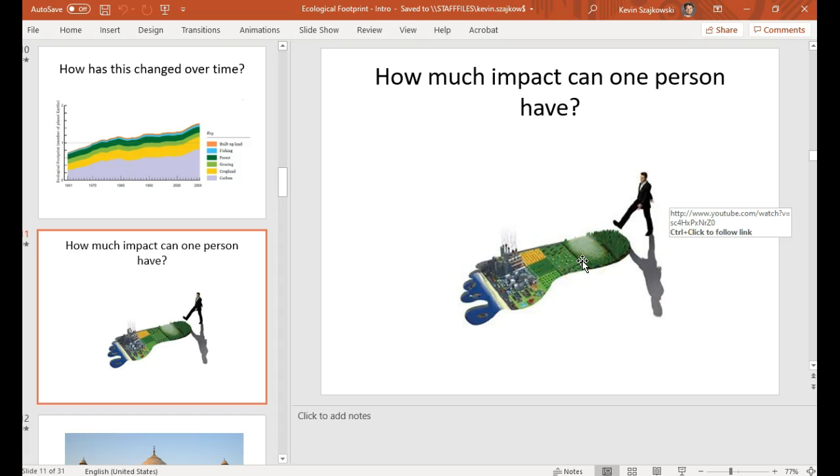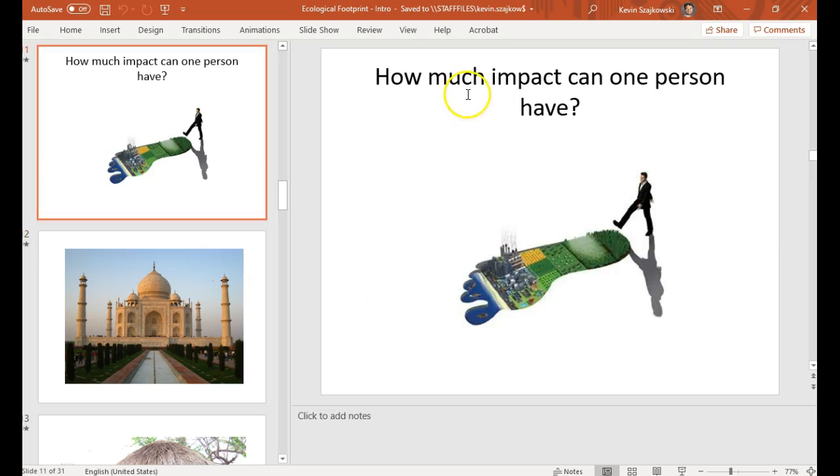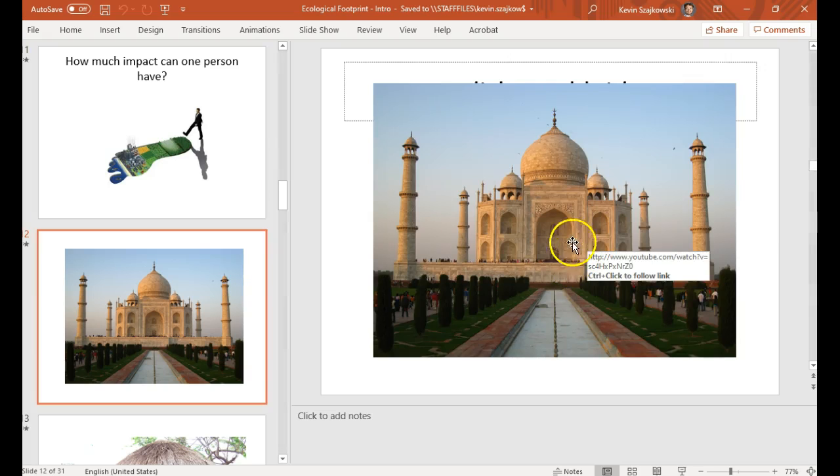And depending on how you live and how many resources are consumed in that lifestyle and how much waste you create in your lifestyle, your footprint can be either bigger or smaller, measured by hectares. Okay, so how much impact can one person have? A lot of that depends on how you live. A lot of it depends on where you live.